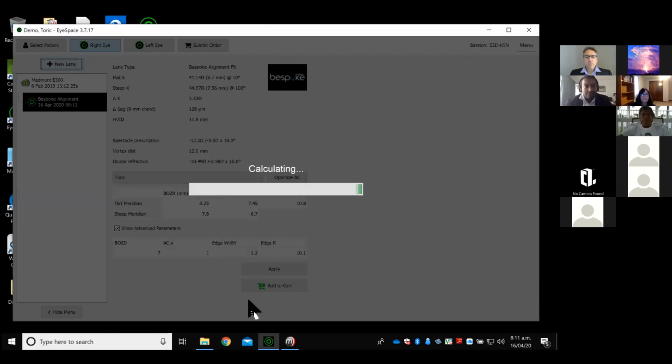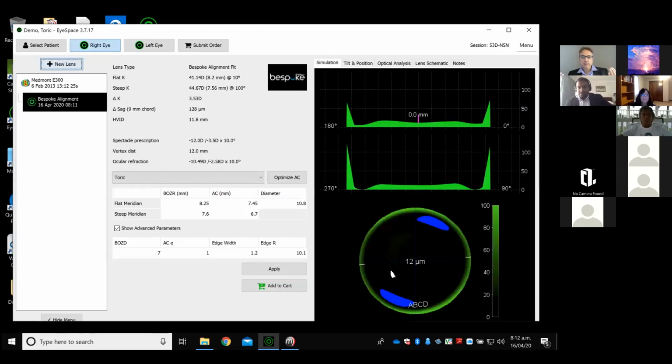So again, once the software has finished calculating the lens parameters, the first thing we should do is move our eye towards the bottom right section, and look at the lens simulation. The first thing we want to pay attention to are those blue patches. In other words, has the lens tilted in such a manner that we've got equal weight distribution? In this case, we can see the weight distribution is more over the vertical meridian, which is not ideal.